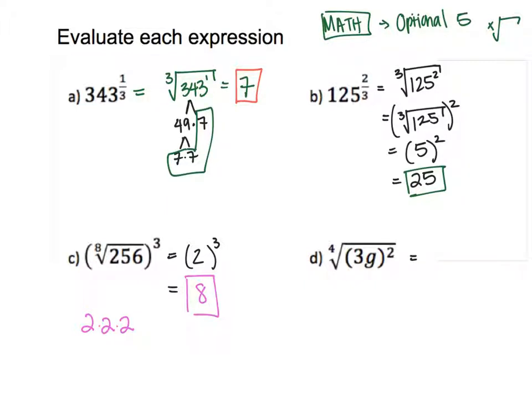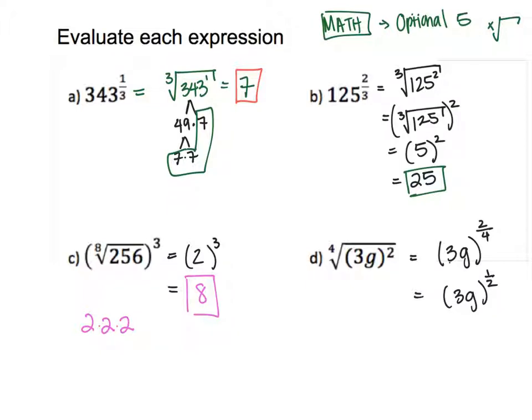I want to take care of that power. So I'm going to rewrite this in exponent form and try to reduce the power. This is what I mean. Parentheses 3g, and if I write this as a rational exponent, this exponent is a 2, and that's my root, my 4. So I have 2 over 4, but I can reduce that to 1/2.